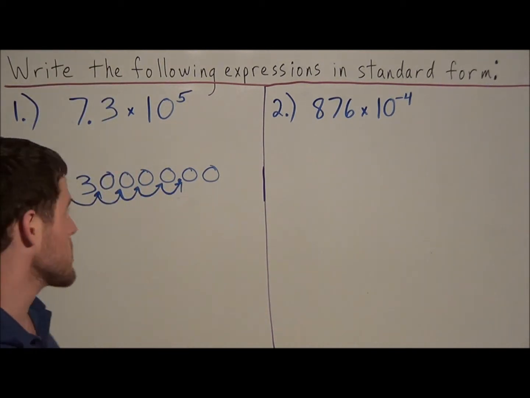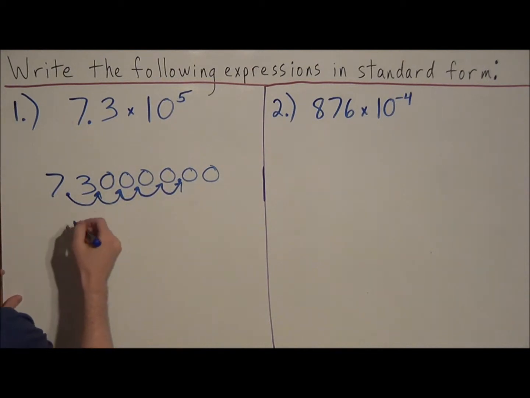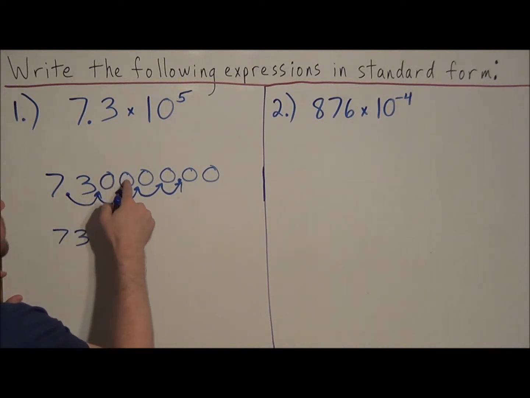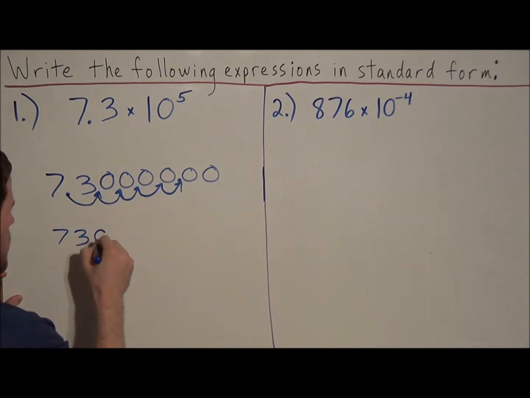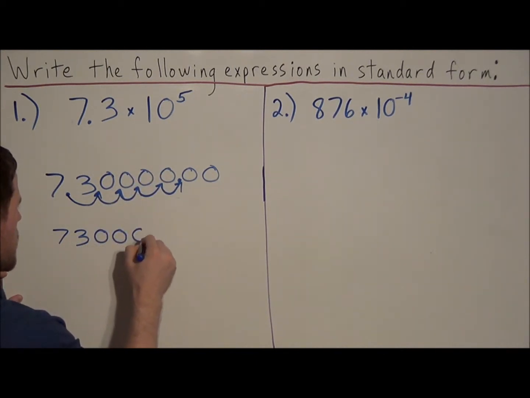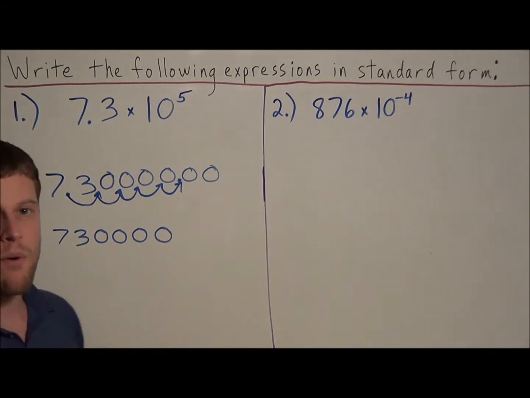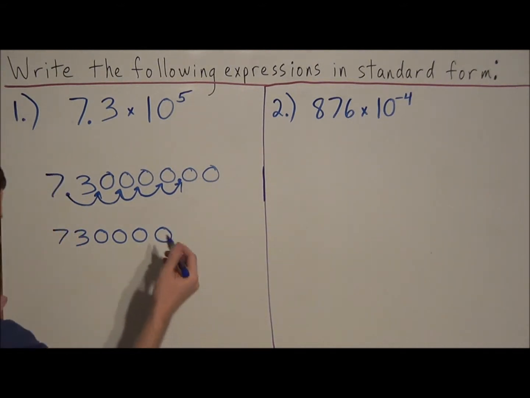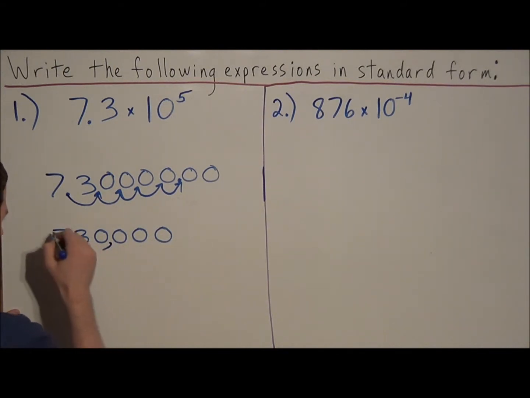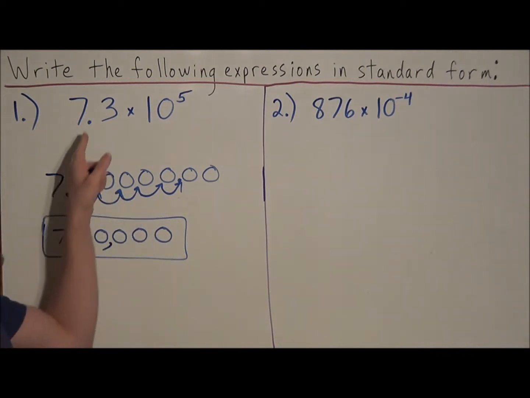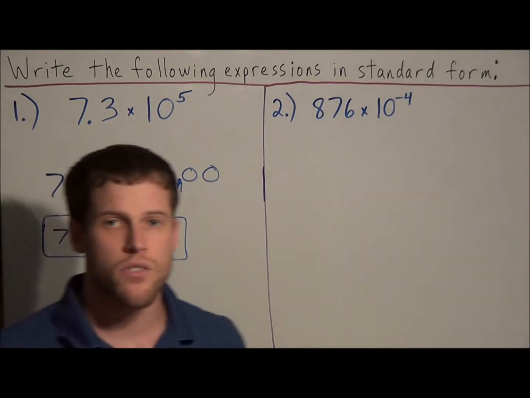So then the last thing we need to do is we're just going to write this number out. So notice we have 7, 3, and we have 1, 2, 3, 4 zeros. So what we could do is we start from the right, and remember every 3 zeros we could put a comma. So the number here is going to be 730,000. So the answer to the first example, 7.3 times 10 to the fifth, is 730,000.